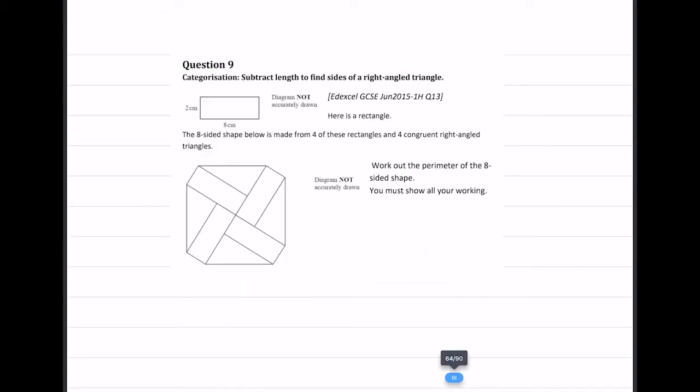In the next question, we have a rectangle that is 2 centimeters by 8 centimeters. The 8-sided shape below is made from 4 of these rectangles and 4 congruent right-angled triangles. Work out the perimeter of the 8-sided shape and you must show all your working.